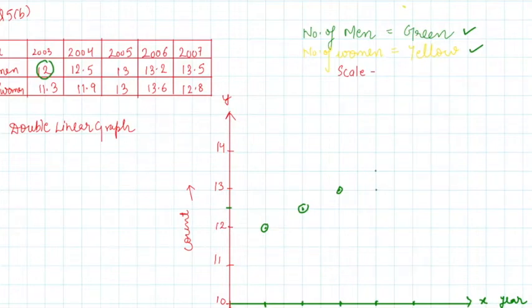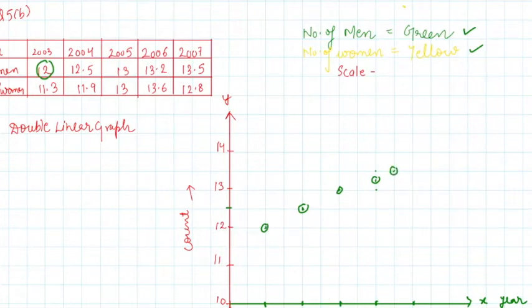This is 13.5, between 13 and 14. So 13.2 will be somewhere here, right? And you will get it on the graph paper exactly. Then in 2007, it is 13.5. So this is your 13.5 in 2007.